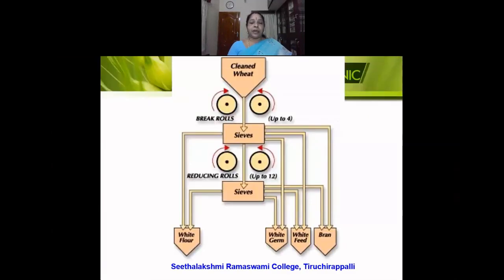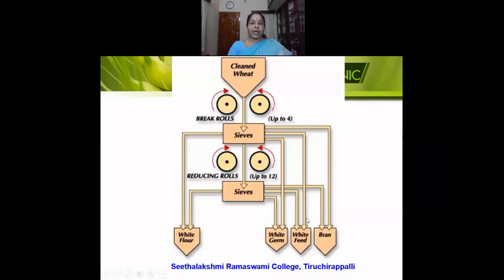You can see here the break rolls. The cleaned wheat passes through the break rolls, then it is sieved. Again, it passes through the break rolls and is sieved. And while sieving, you will get the germ, the white feed. White feed is nothing but the flour, which again will be milled, and then the bran. You can see here the bran is also present.